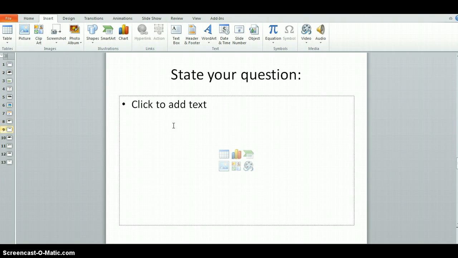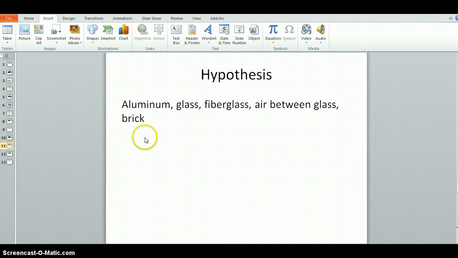So what you'll do in the lab is you'll take these materials and place them on a hot plate, and you'll put an ice cube on top of those materials and see which material causes the ice cube to melt faster. That would mean which of these materials is a better conductor. So remember, you want to use an if-then statement.